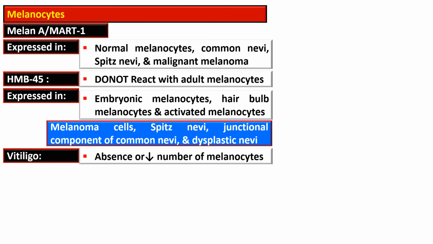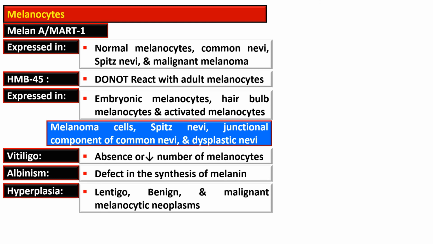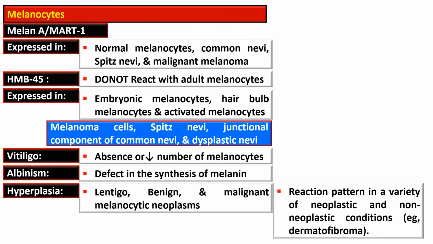Vitiligo is a condition that is associated with the absence or significant decrease in the number of melanocytes, while albinism is a defect in the synthesis of melanin. Hyperplasia of the melanocyte is also a condition, and it is marked in various biopsies, and it is seen in lentigo, benign and malignant melanocytic neoplasms, and as a reaction pattern in a variety of neoplastic and non-neoplastic conditions such as dermatofibroma.